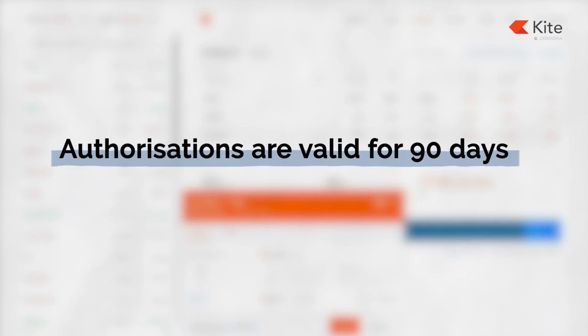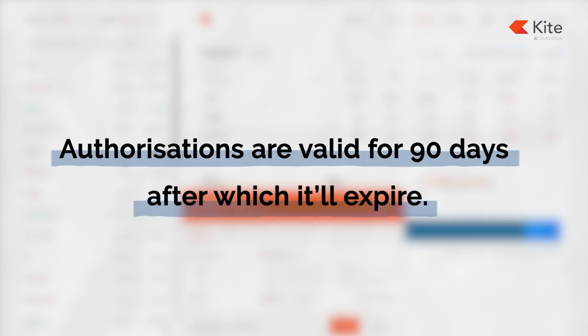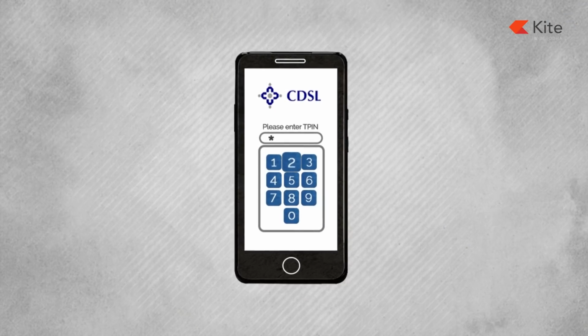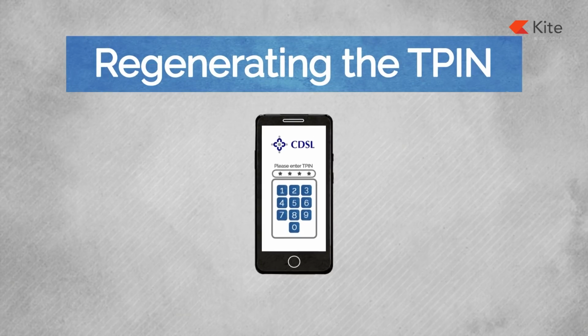Authorizations made from here are valid for 90 days, after which they will expire, and you'll have to do a fresh authorization after 90 days if you don't actually make the sell transaction in the first 90 days. Now, in case you haven't received the TPIN, here's how you have to regenerate it.